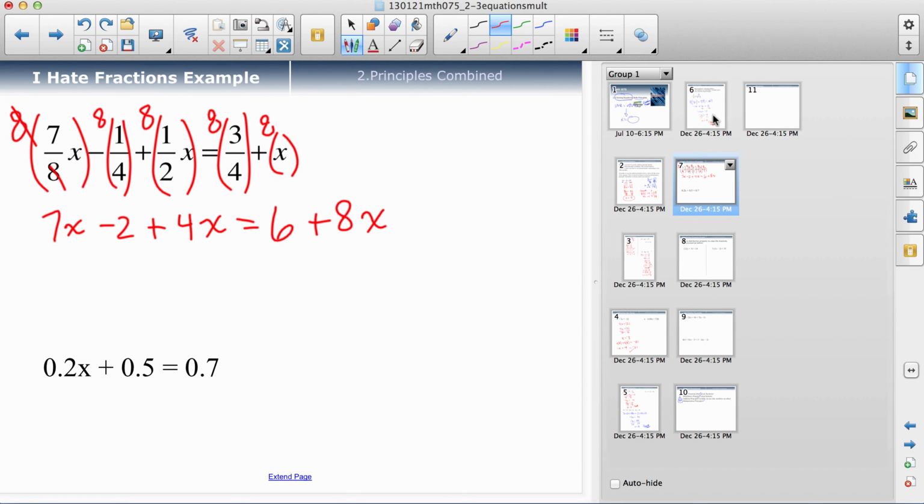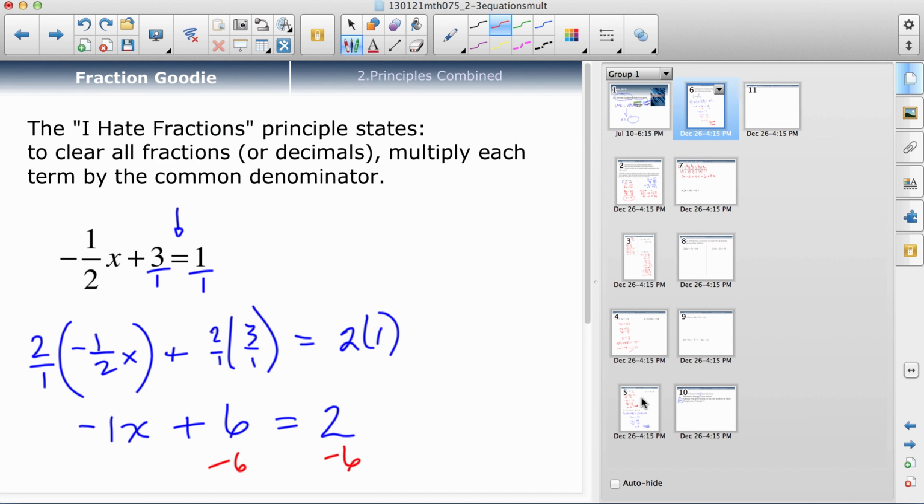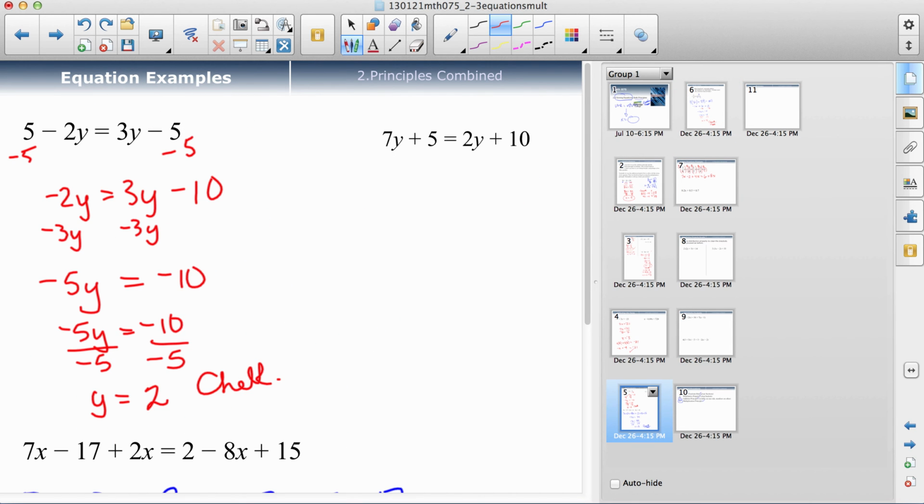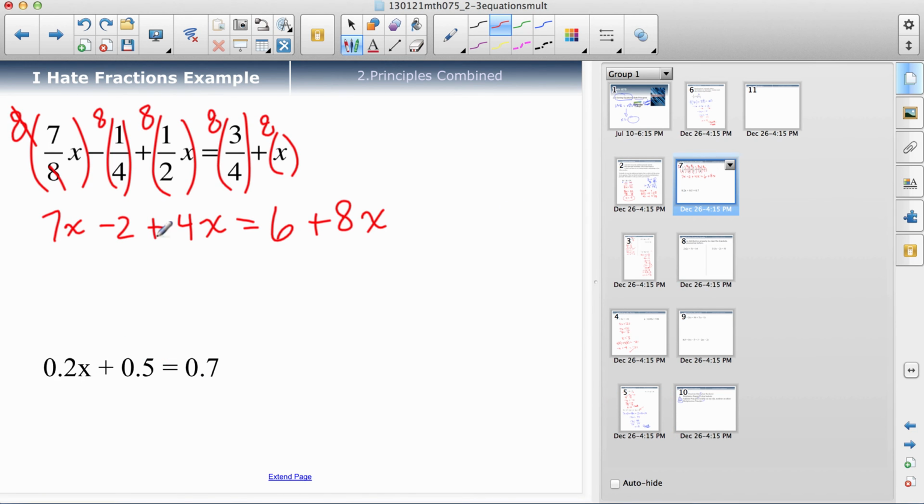Now I've got a question that looks exactly like this one. We've got a bunch of x's on both sides, and I just collect them. So I could have 7x plus 4x. This is on this side of the equal sign, so when it comes over, it's a minus 8x. Here I've got a 6 already. This minus 2, if I add 2, it'll be a positive 2 on this side.